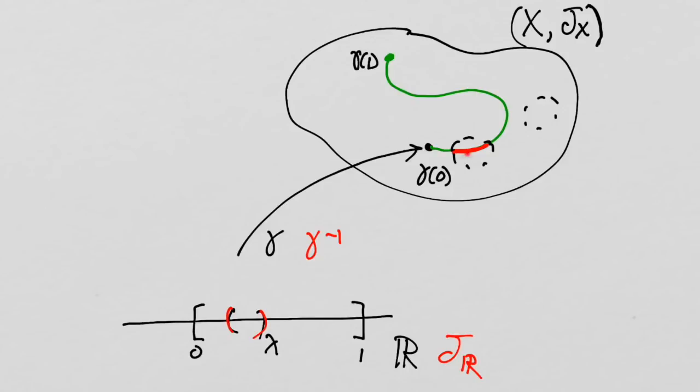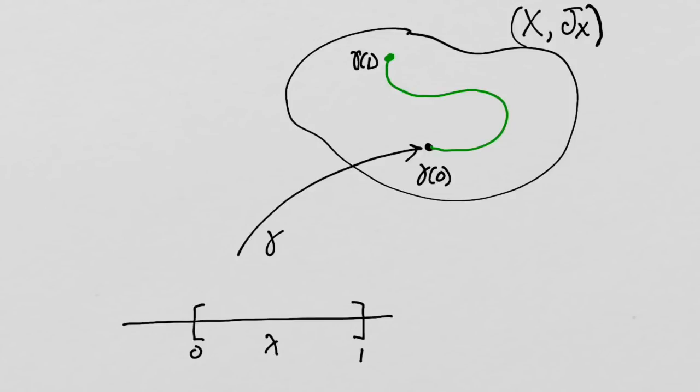So if we take gamma inverse of this little red piece, we better be open on the real line, and that's what defines a continuous function, gamma. Now, once we understand the notion of paths in a topological space, we can create topological invariants.